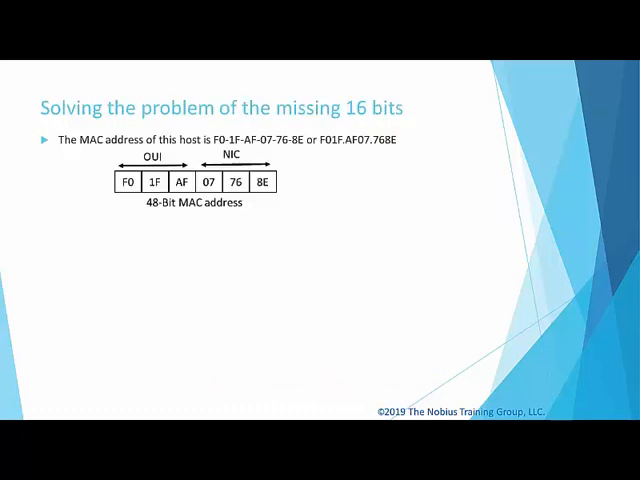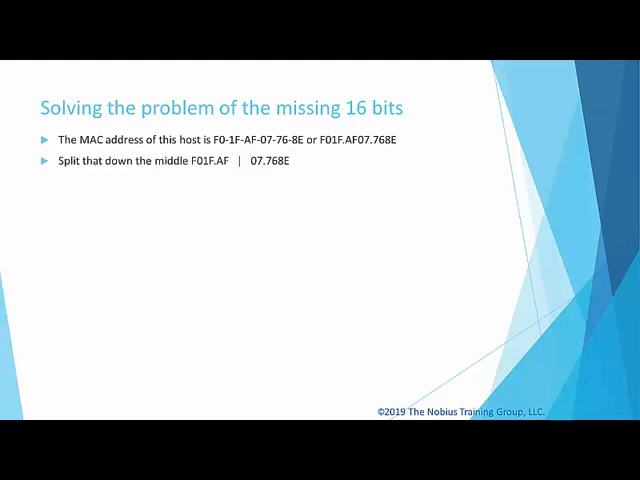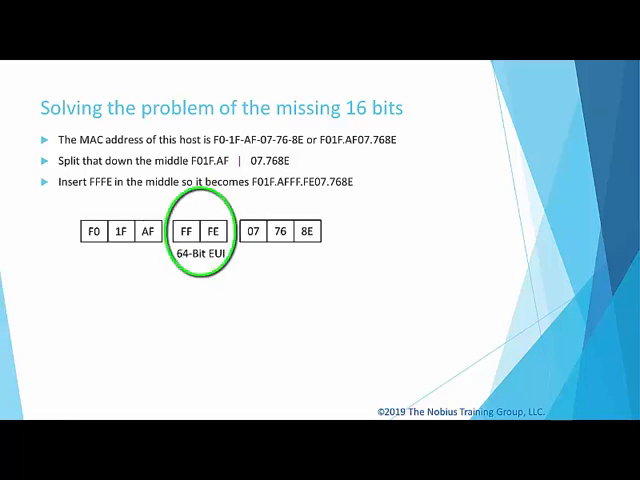We know the MAC address of this host that I'm currently using is F0:1F:AF:07:76:8E. You split that down the middle, with 24 bits on the left and 24 bits on the right. You insert FFFE in the middle, so it becomes F01FAF FFFE 07768E. That gives us our 64-bit EUI to start with, but we're not done.